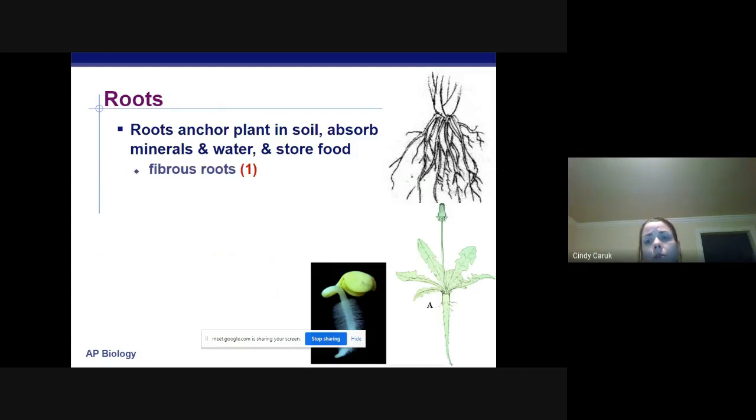So fibrous roots, which is the one at the top, that's going to be a mat of thin roots that spreads out. We're going to find that in monocots, like grass. They're great cover crops because they prevent erosion.